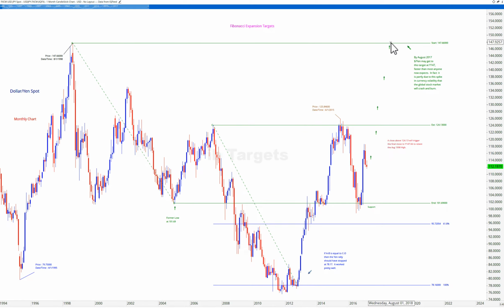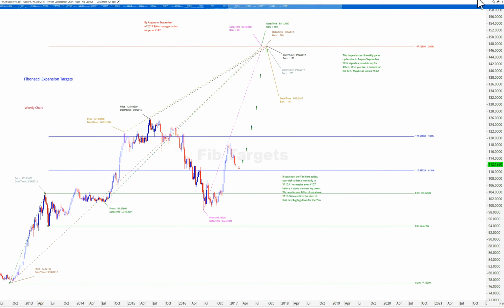In that same area, you've got the former high at 147. That's a good target. And 147 is also a 200% projection using Fibonacci expansion. So looking at this first leg up and then down, 200% move of that first leg takes you to 147. Those are a couple of targets to keep in mind.